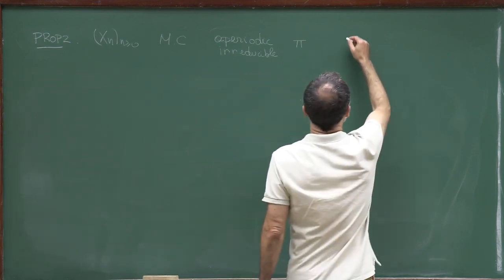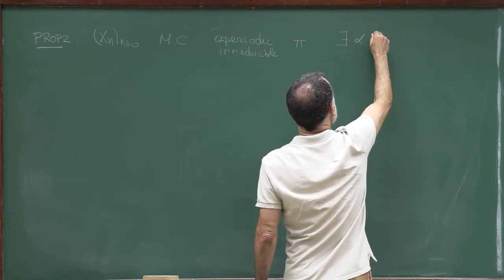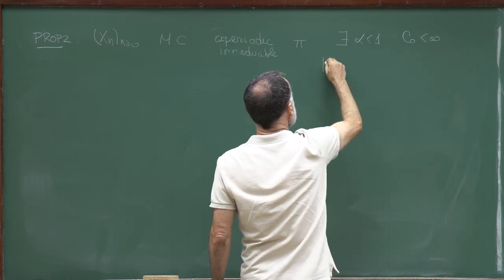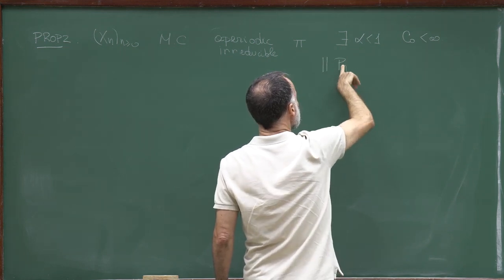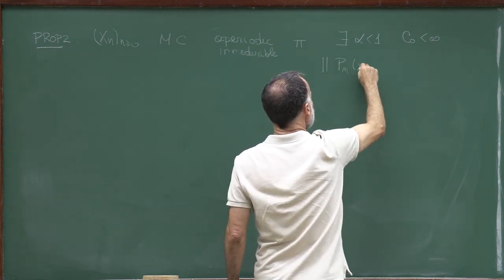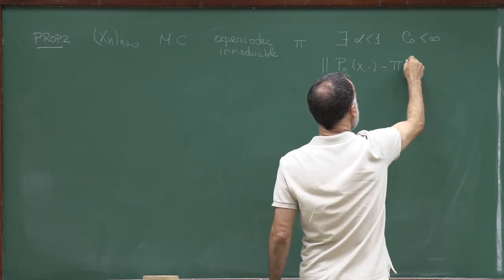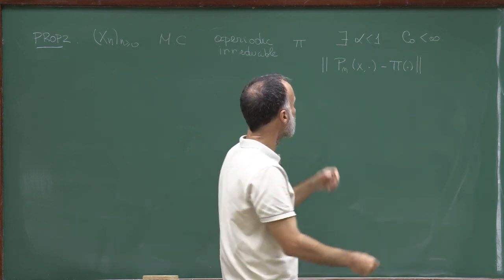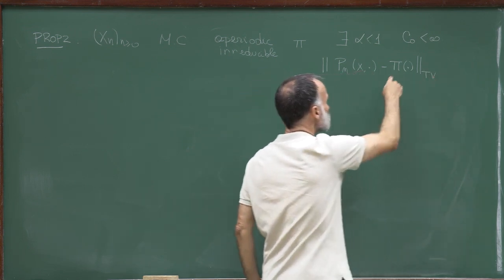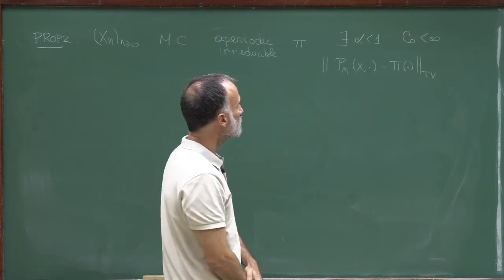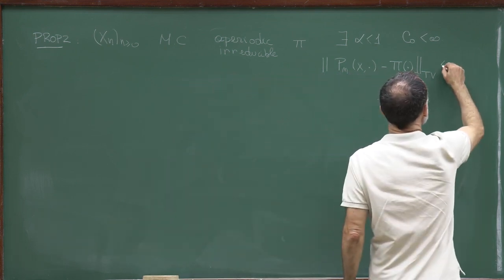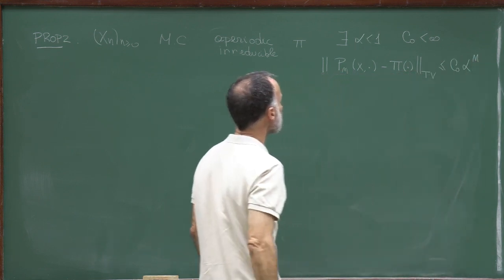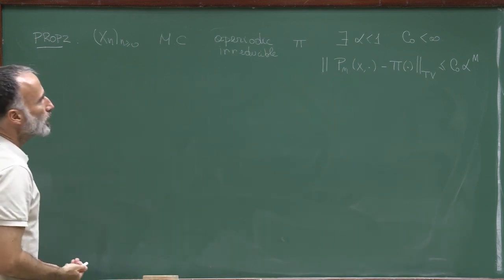And what I claim is that there exists an alpha strictly smaller than 1 and a finite constant C0, such that if I take the total variation distance between P^n(x, ·) minus pi, so this is the distribution at time n starting from x, I consider the total variation with respect to this distribution and the stationary measure, I claim that this is bounded by C0 alpha to the power n, where n is the time. And so this is the claim.